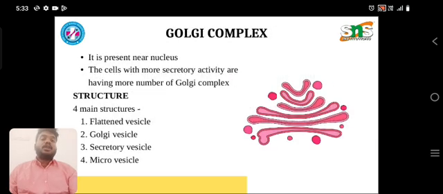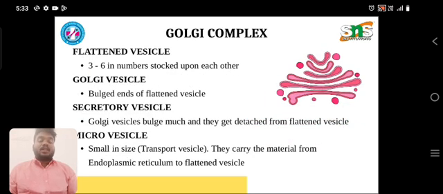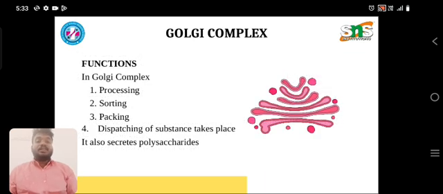And we have seen the Golgi complex or Golgi apparatus. It modifies the proteins, packages and transports materials, and it is also known as the post office of a cell. With the help of microvesicles, it transports the material from the endoplasmic reticulum to the flattened vesicles, and it has four functions: processing, sorting, packing and dispatching of substances. It also secretes polysaccharides.